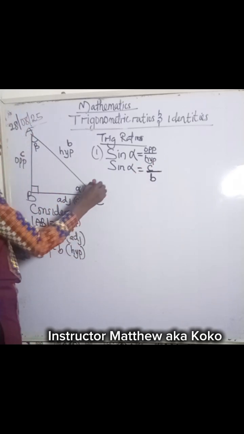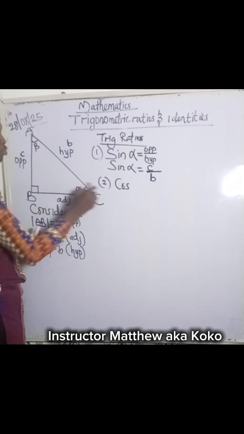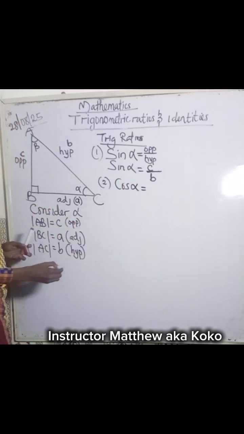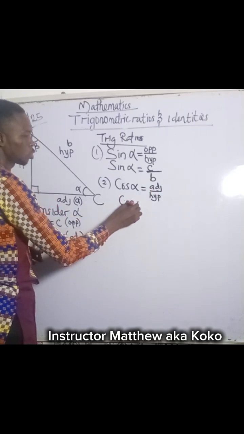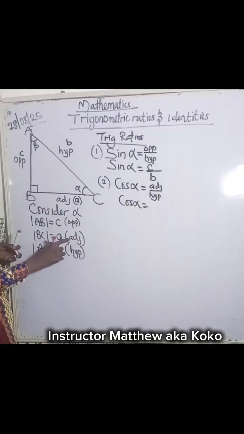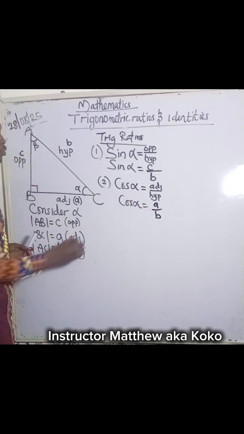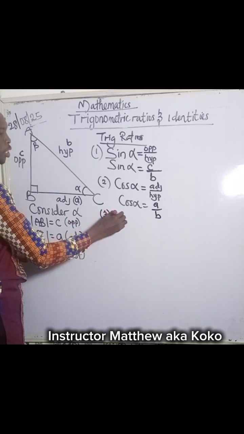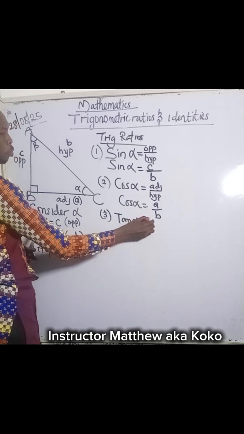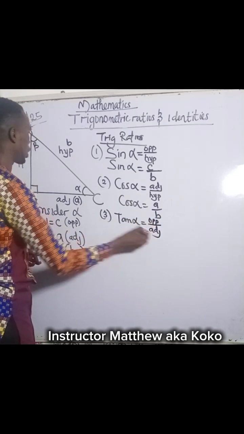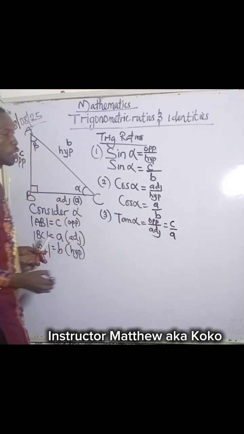The second trigonometry ratio is called the cosine of an angle. That is cosine of alpha, and that is adjacent divided by hypotenuse. So cos alpha is equal to adjacent, which is a, divided by b. And number three is the tangent of this same angle alpha, and that gives opposite divided by adjacent. So the opposite side is c divided by a.